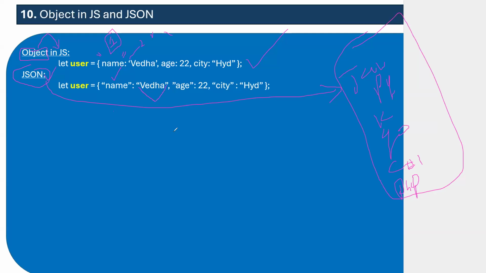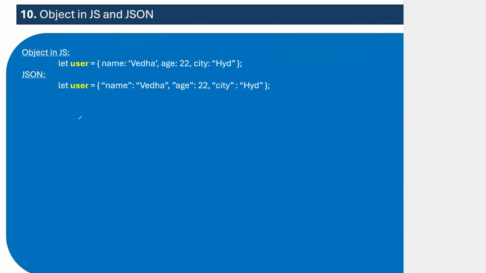Can anyone unmute and repeat the two differences? In JSON, for keys, double quotes are mandatory, but in objects it's optional. And in JSON, for strings, double quotation is mandatory, but in objects you can use single quotes, double quotes, and backticks also. So this is very important, and I'll be discussing two more last functions now.